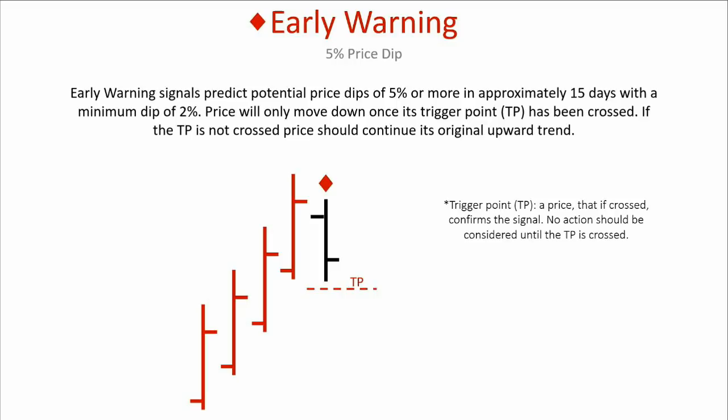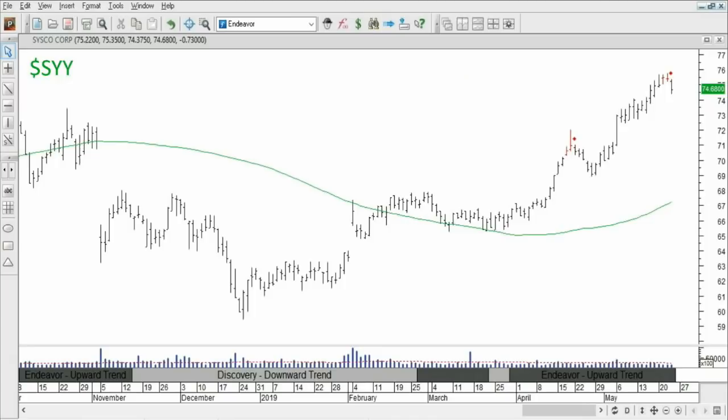So let's look at an example. This is Cisco Corp, ticker symbol SYY. As you can see, price here was moving up while in the Endeavor category, but the bars turn red and we get an early warning signal in April. So for right now, we're going to skip this signal, and I'm going to come back to it at the end here, once we've talked about it and everyone has a firmer understanding of how these signals work. So right now, we're going to focus on the most recent signal in May.